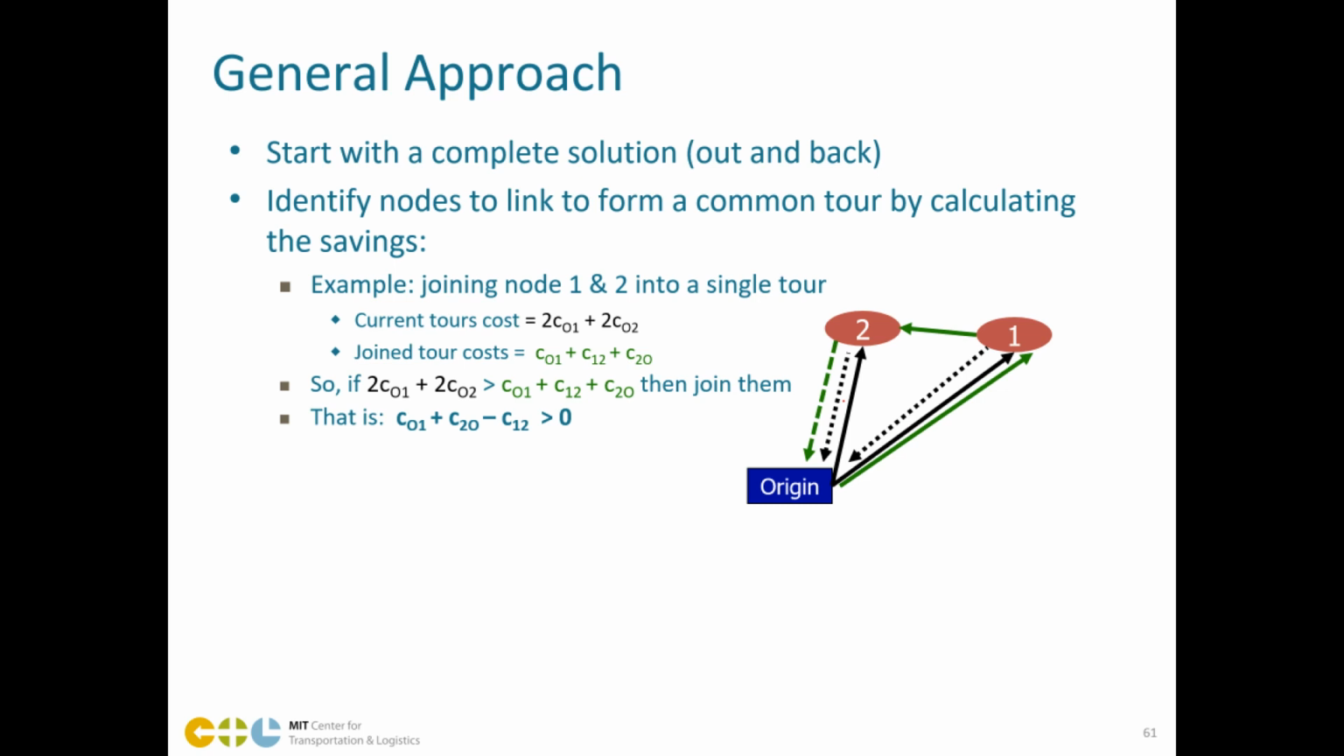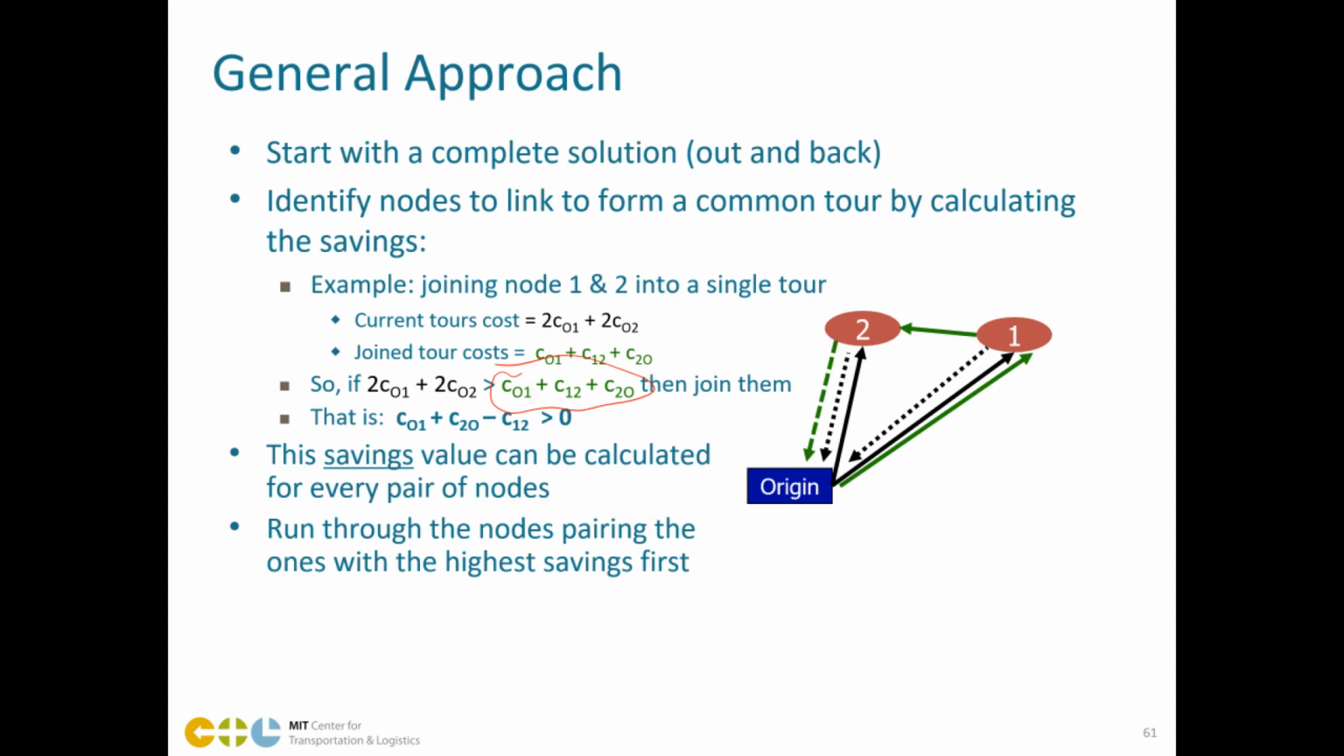We can simplify that equation by bringing all the terms from the right-hand side to the left side, and I get what is known as the savings equation. So the savings value is simply the cost from the origin, or the DC, to node 1, plus the cost from 2 to the origin, which is symmetric, origin to 2 or 2 to the origin, minus the cost in between. So if this value is greater than 0, then it makes sense to bring those 2 nodes together.